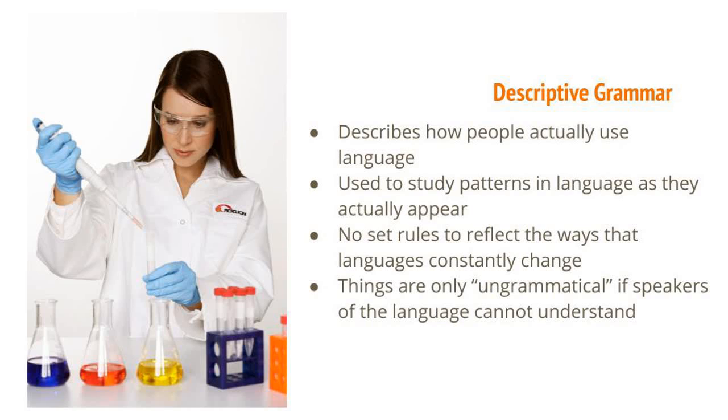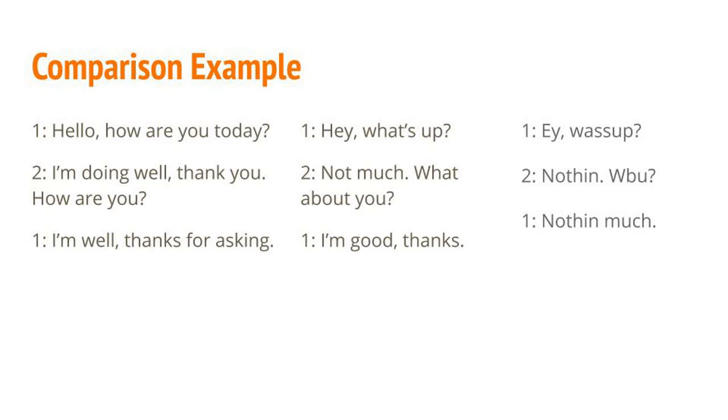This reflects the ways that grammar is constantly changing, and things only become ungrammatical if they are unintelligible by speakers of that language. Here's an example of some sample conversations. In each of these three different conversations, they're saying essentially the same thing. However, only the first example would be prescriptively correct. It uses formal language and grammar that most people would prescribe as good grammar. On the other hand, all three of these conversations would be descriptively correct. This is because they can be understood by speakers of the language.